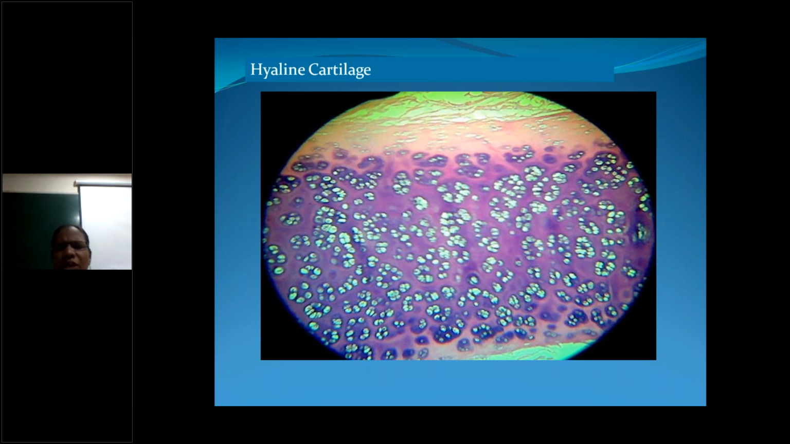They will ask you a question: how does the nutrition of the cartilage take place? The nutrition of a cartilage takes place with the help of the perichondrium. Through perichondrium, the nutrition takes place. So that is about the hyaline cartilage. A blue color cartilage with upper and lower perichondrium present, then we call it the hyaline cartilage.